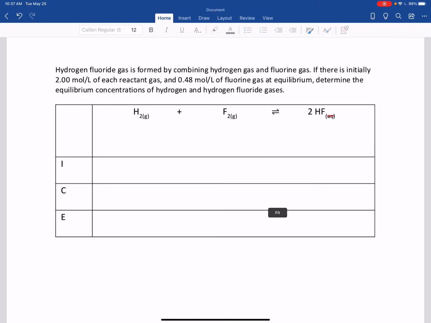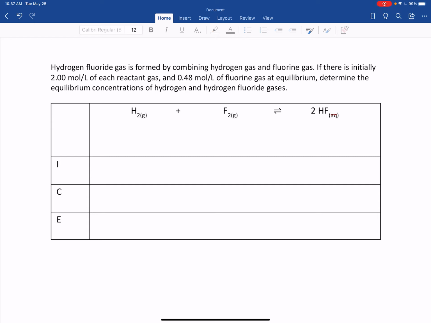Hydrogen fluoride gas is formed by combining hydrogen gas and fluorine gas, and we're given the concentrations of each, their equilibrium concentration, and we're asked to determine the concentration of the others. So it's very important to begin that we start off with what the values actually are. Notice how we wrote the reaction out here, and then we put a table around it.